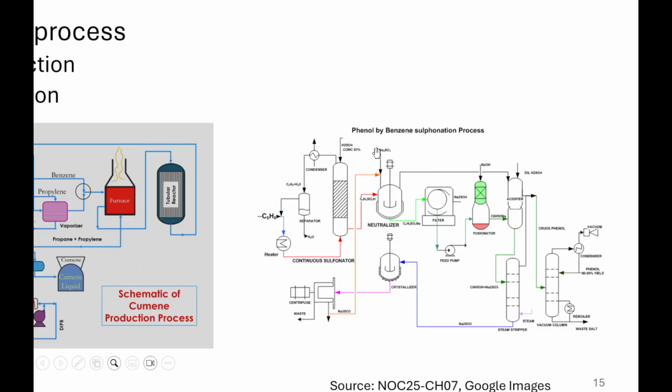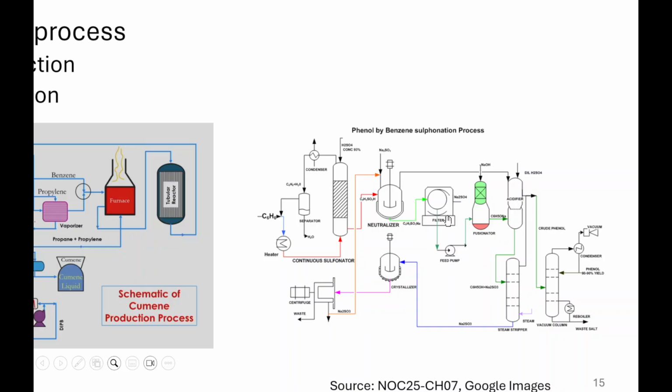Then the production of phenol from the benzene sulfonation process was discussed. This is the simplified flow sheet that I have taken from the internet. It involved the reaction between benzene and firstly fuming sulfuric acid, which gives us benzene sulfonic acid. This benzene sulfonic acid, when neutralized, gives the sodium benzene sulfonate.